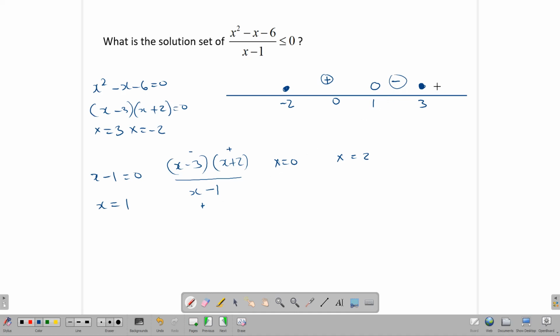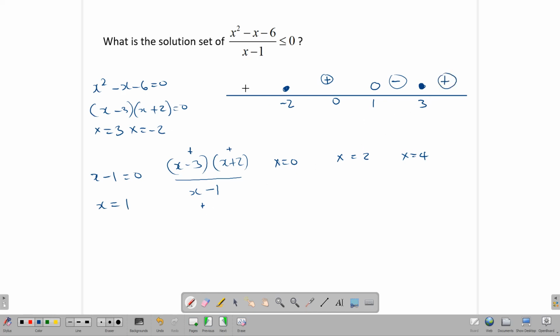Now, what about this region up here? Suppose x is 4. If x is 4, then we're going to have a positive here, a positive there, and a positive here. So in this region up here, we're getting positives.